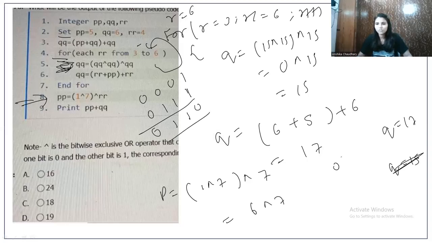Right? So 6 XOR 7 again. So 6 is 0, 1, 1, 0. 7 is 0, 1, 1, 1. So let's find out. 0, 1, 1, 1, 1, 0, 1, 1, 0, 0, 0, 0. Different value 1, same value 0. So it is 1. So P value is now 1.